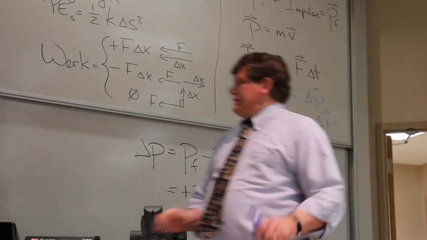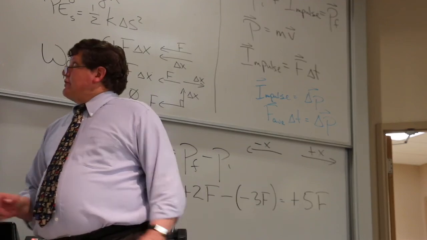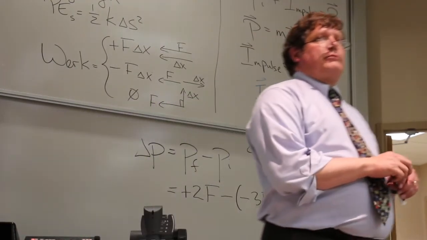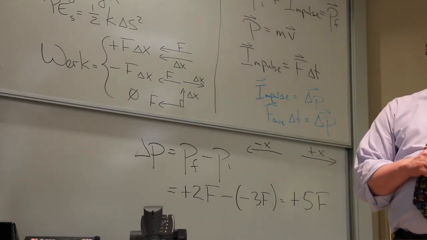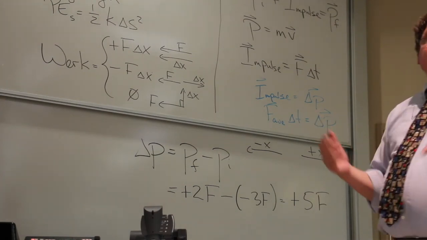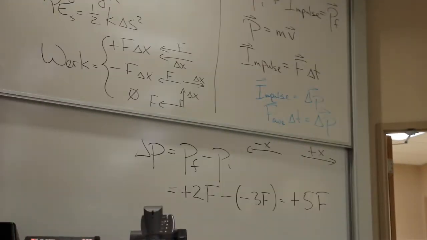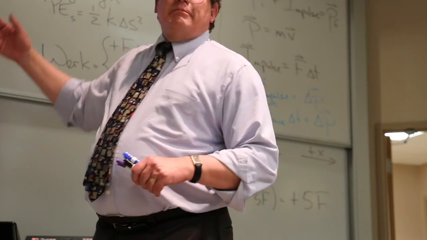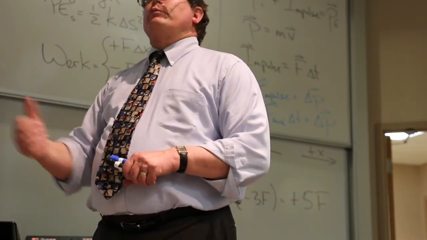Now I can find the average force just by dividing that change in momentum by the time that was involved, the 0.02 seconds. And what I'm going to get is 250 newtons, and it's a positive 250 newtons in that coordinate system, meaning it's to the right. And that's what you'd expect the wall to do, is push to the right on the ball.